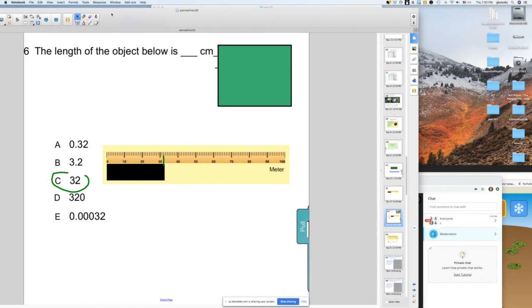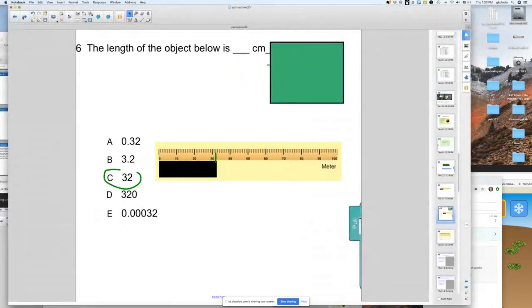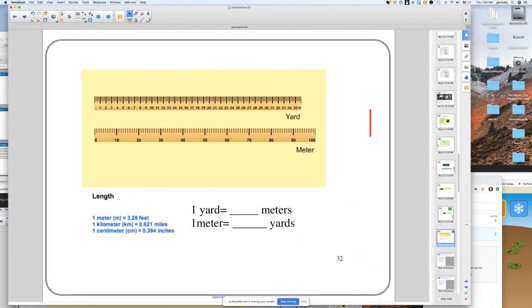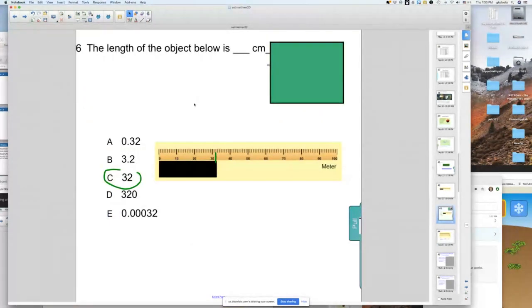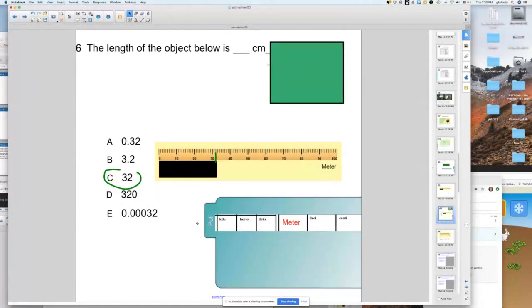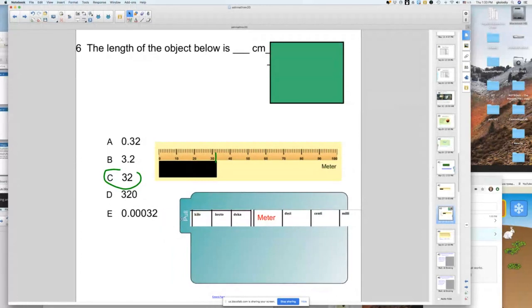If we wanted to change that to a different unit, you've got to remember this. Okay, King Henry. So right now we're in centimeters, and you want to change it to kilometers. 32 centimeters.